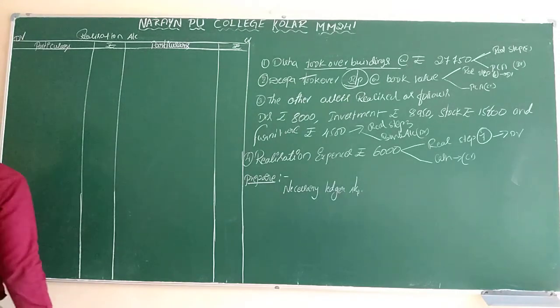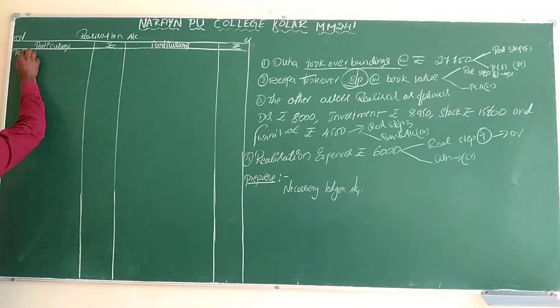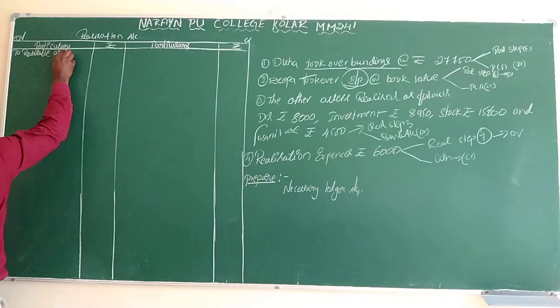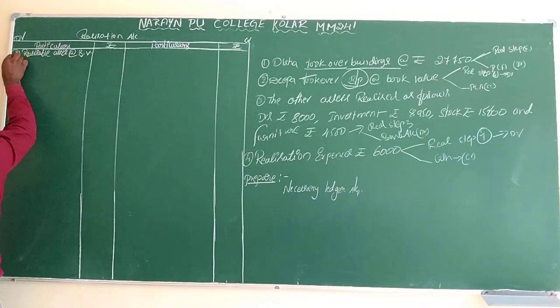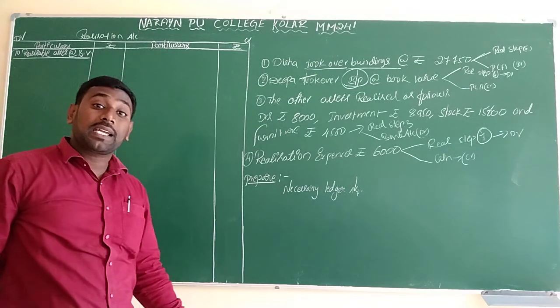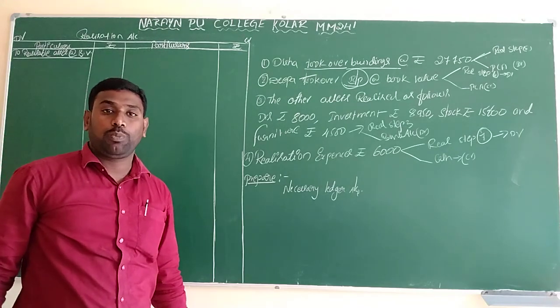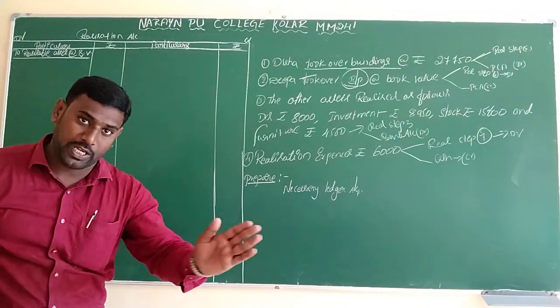First we have to prepare the transfer, step number 1, to realizable assets at book value. BV is nothing but book value. To realizable, that means ready to sell assets. We have to record them at their book value. Book value is nothing but the value which is available in the balance sheet without any changes.